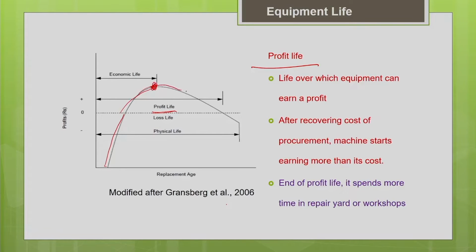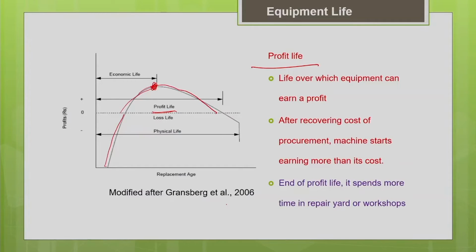After that, the profit starts reducing. Why does the profit start reducing? Because as the age of the equipment increases, it is subjected to more wear and tear. So its productivity will start reducing, and its repair and maintenance cost will start increasing. Most of the time it will be spent in the repair yard. So its profit will start reducing, and finally, at the end of the profit life, it will start entering into the loss zone.